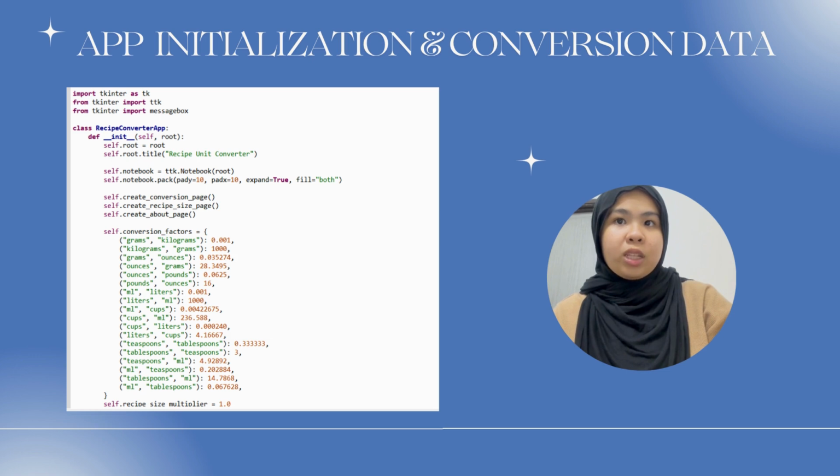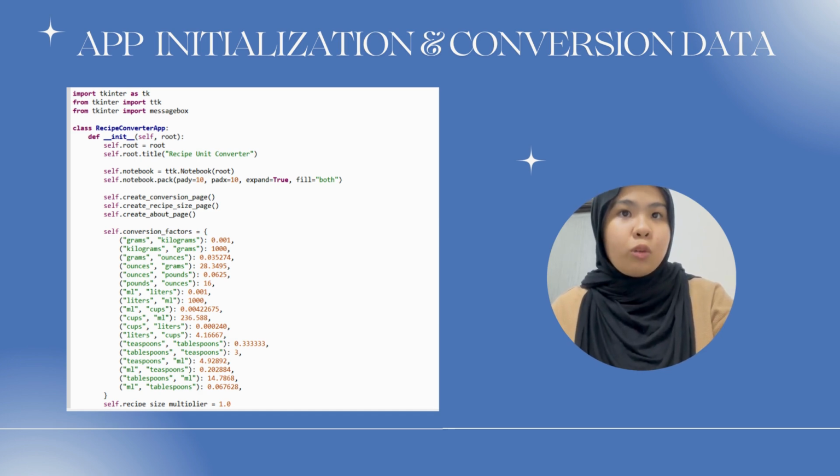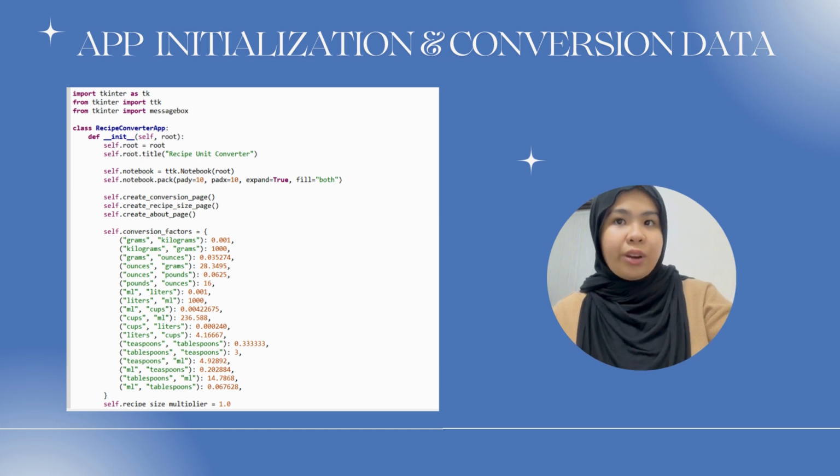The fourth point is to create a notebook, which is a tab interface. This creates a notebook widget from the tkinter.ttk module. A notebook is a container that allows you to organize different parts of your application into separate tabs. It's a clean and user-friendly way to structure the UI for different functionalities like unit conversion, recipe scaling, and an about page.